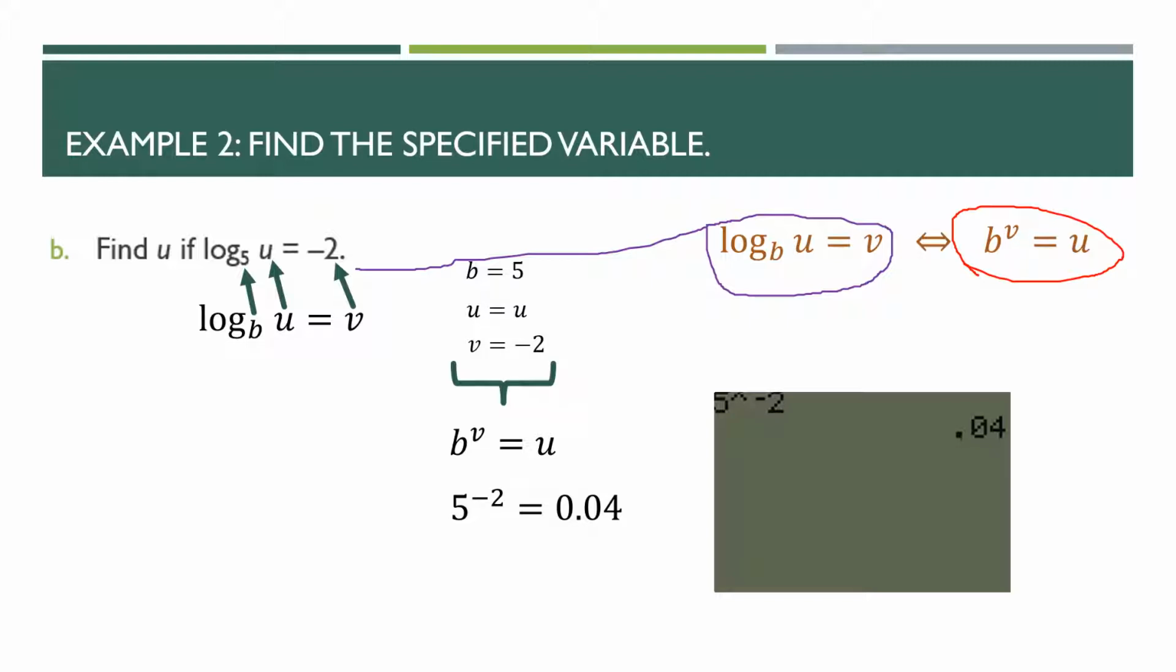You can convert this to a fraction if you wanted to. As a fraction, this is 1/25. But I'm fine with you leaving it in decimal form. All right, so U is 0.04.